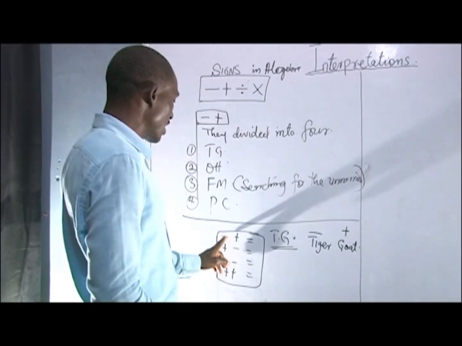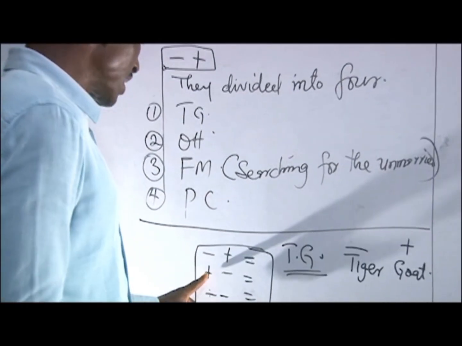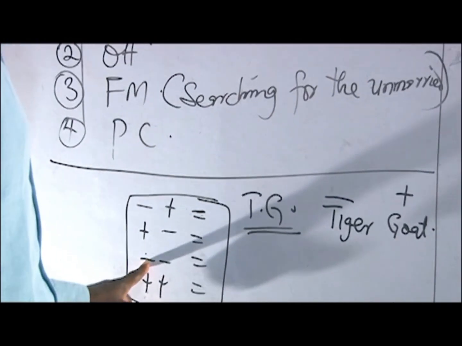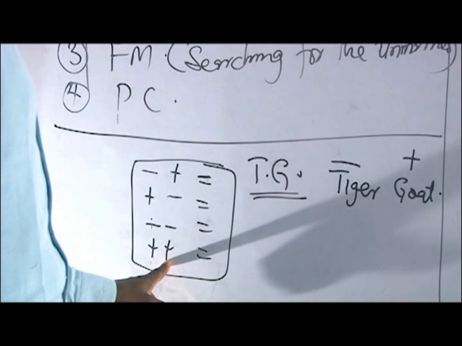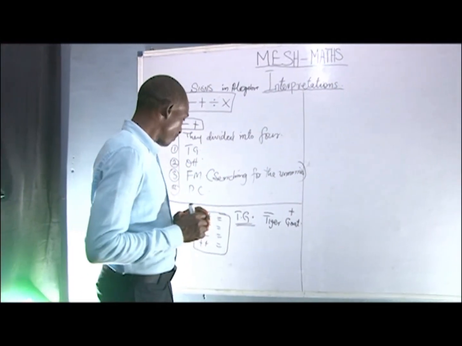So now, what is this now? Tiger. What is this now? Goat. What is this now? Goat. What is this now? Tiger. What is this now? Tiger. Tiger. Goat. Goat. That is successful. Now, let's go.